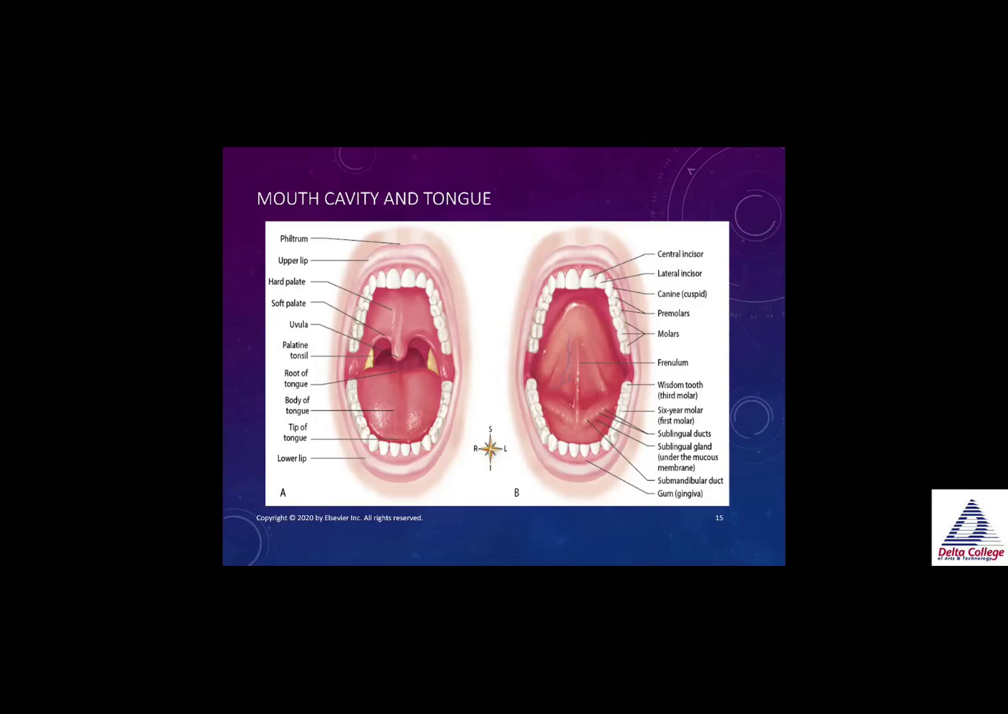This shows an example of what we just talked about, the different teeth and gums and ducts, and where the lips are in relation to everything to one another.